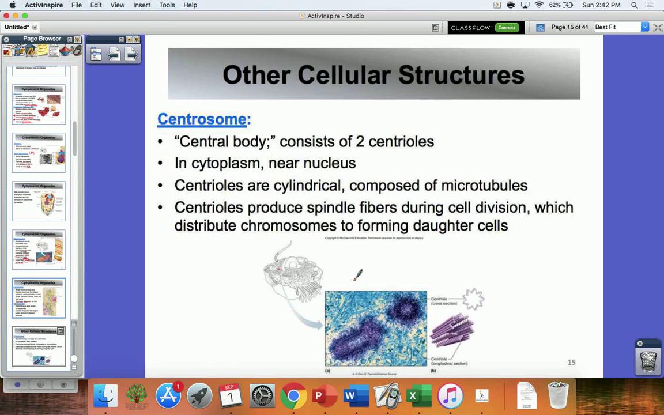And then we have our centrosome. Now, centrosome is going to be the collective term for the two centrioles. And you may remember centrioles from when you learned about mitosis, where with mitosis, towards the beginning of prophase, the centrioles will move to opposite poles of the cell and help to form spindle fibers. And so they are going to show up a little bit later as we go through mitosis.